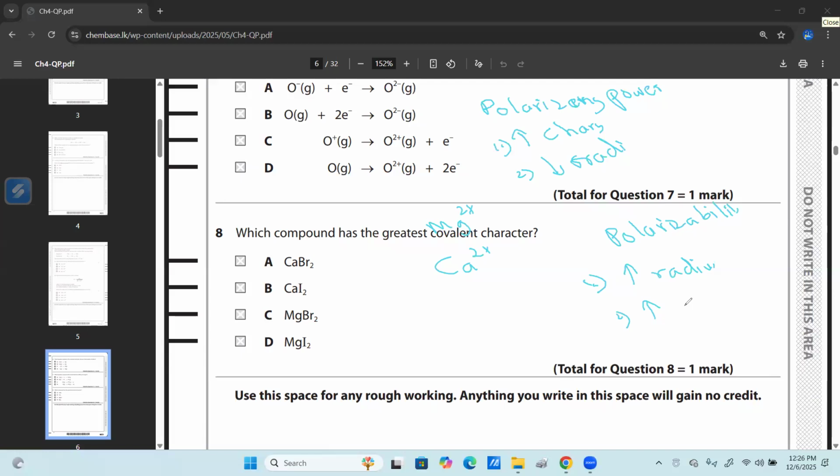Charge also should be larger. So if you take magnesium and calcium, we know calcium is larger. Therefore, it has a lesser polarizing power. The more polarizing power is for magnesium. So we can easily omit A and B. Then you have to compare the negative ions, bromide and iodide. We know iodide has a larger radius, even though both of them have the same charge. Therefore, the polarizing power is high in magnesium, and polarizability is high in iodine. So the one with the greatest covalent character will be magnesium iodide.